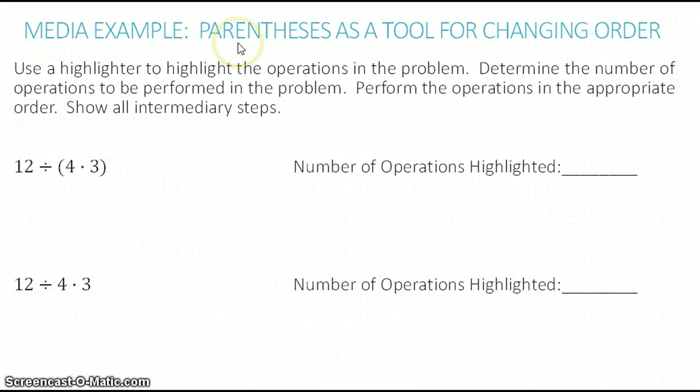In these examples, we are going to use what we learned about parentheses as a tool for changing order to compute problems. Use a highlighter to highlight the operations in the problem, determine the number of operations to be performed in the problem, and then perform the operations in the appropriate order, showing all intermediary steps. So let's start by reading the problem and highlighting our operations.